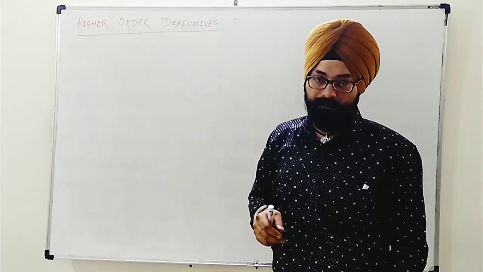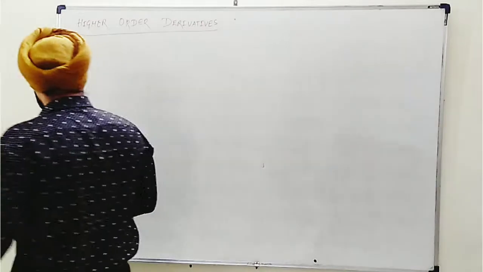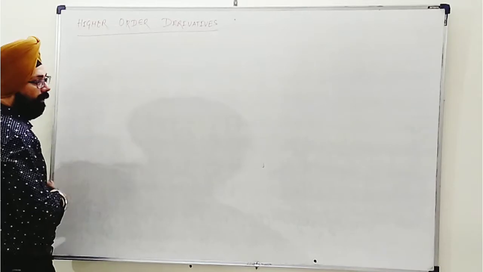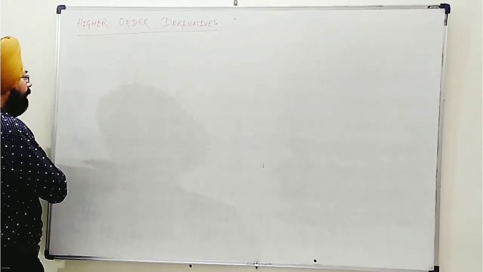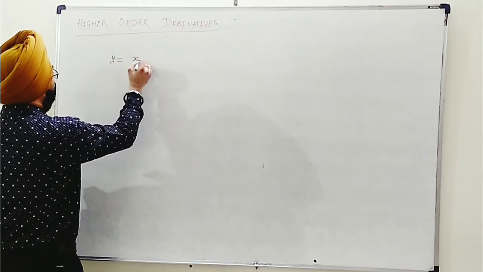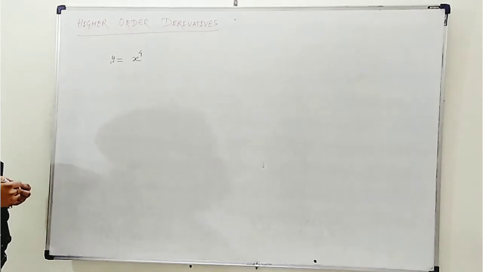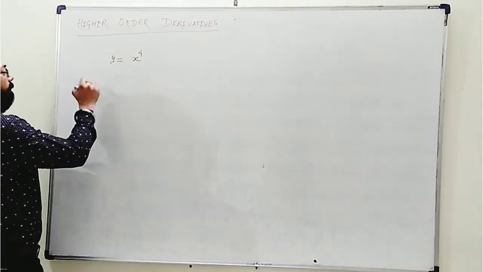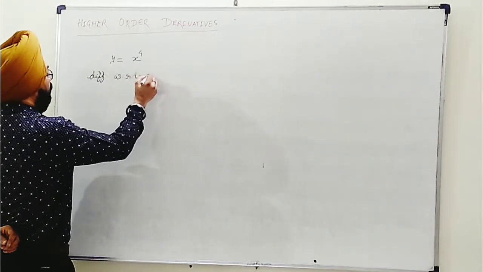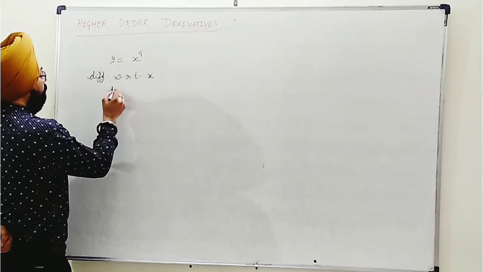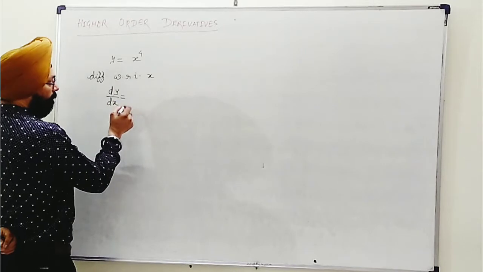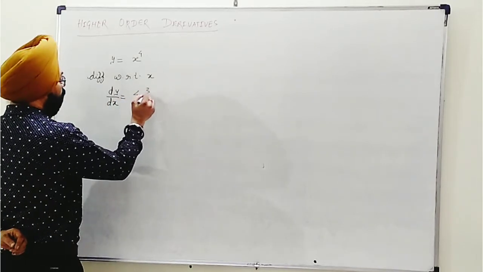We will see with the help of equations what we do. The concept is, suppose you are given a function y is equal to x to the power 4. If I differentiate this with respect to x, I will find dy by dx, and by the properties of differentiation we know this will become 4x cubed.